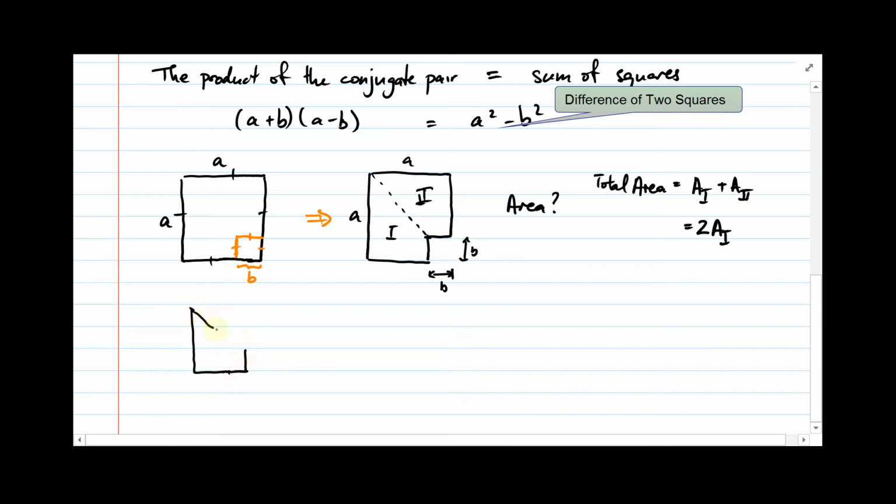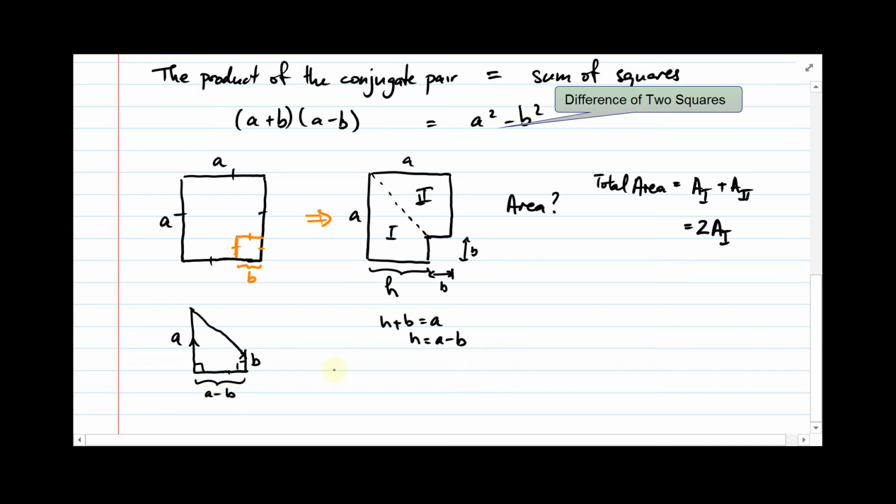What shape do we have? Right, we have a trapezium. These are parallel sides, and the distance that we have here is the height, right? H plus B is equal to A, so H equals A minus B.